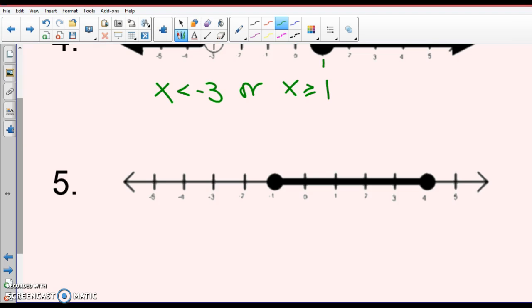These numbers are hard to read. This is -1. Is this an "and" or an "or"? And. So x is greater than or equal to -1 and less than or equal to 4. Always start with the smallest number, your variable, up to your highest.